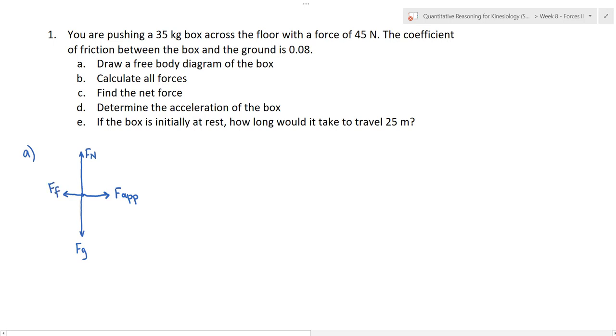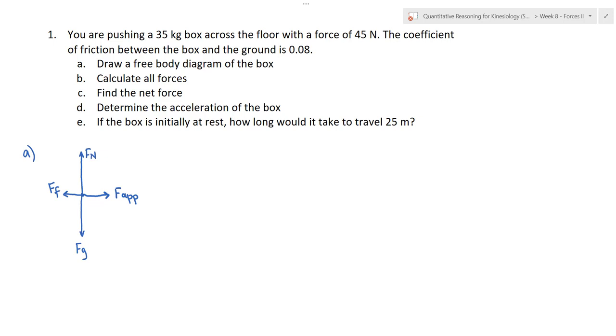Okay, let's take a look at the length of each of these vectors that I drew. Notice the force of gravity and the force normal should be equal length. They're the only two forces acting in the y direction, the vertical direction, and they should be canceling one another out because we know that this box is not accelerating vertically. It's not flying up into the sky or falling down into the ground or anything.